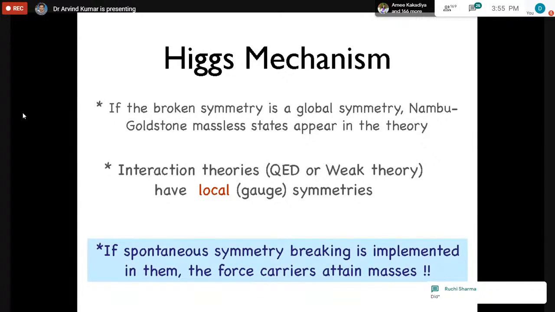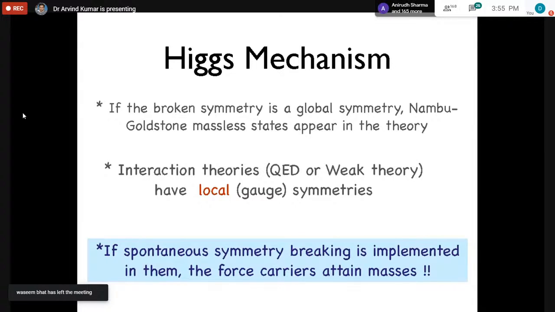I won't go into the first line. The second line: if the system is spontaneously broken, the force carriers attain masses. The force carriers are W and Z, and in addition, in this particular case, even the fermions, which are essentially quarks and leptons, also attain masses. Essentially, all of them attain masses. Next paragraph.